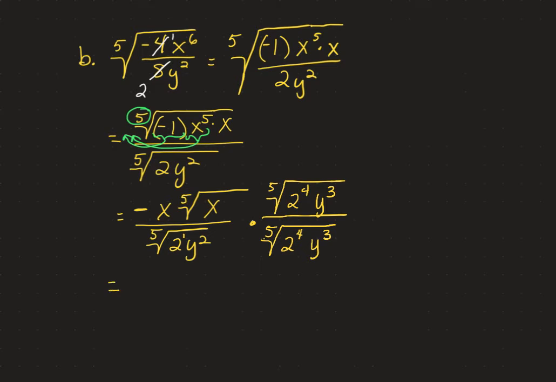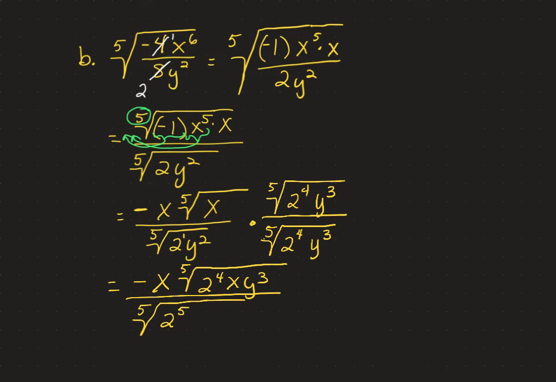So this will give me negative x, and then I'm multiplying by the same root, so I can put all of that under one fifth root, one fifth radical. All right, that'll give me 2 to the fourth x y cubed. And in the denominator, I'm going to have the fifth root of 2 to the first times 2 to the fourth, or 2 to the fifth, and y squared times y cubed will give me y to the fifth. That means I have a fifth power underneath the fifth root.